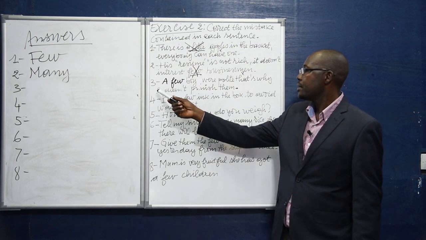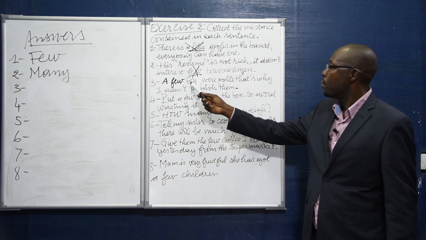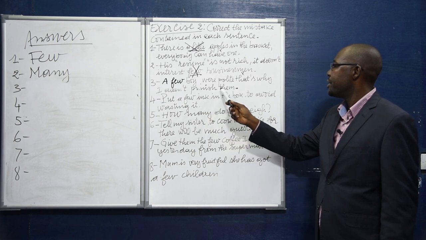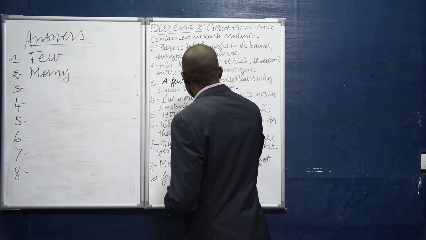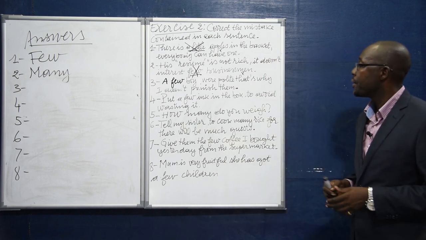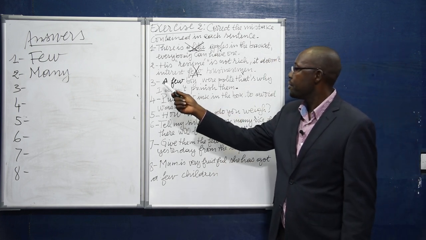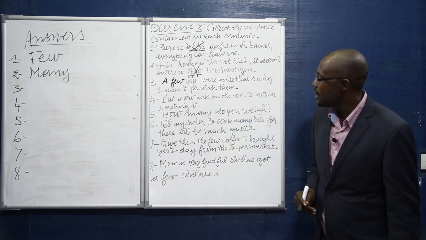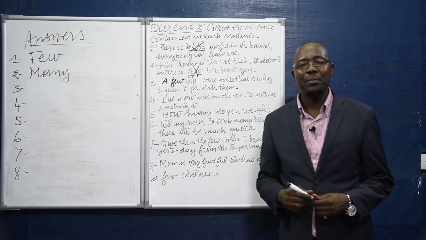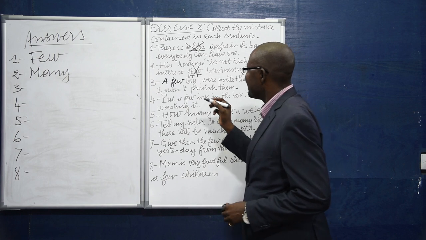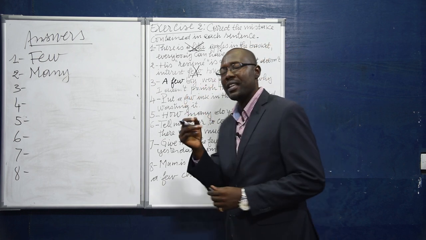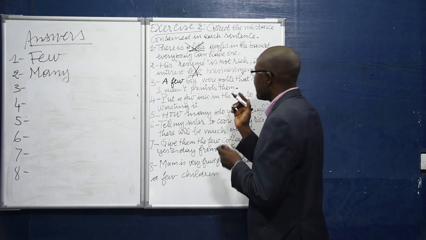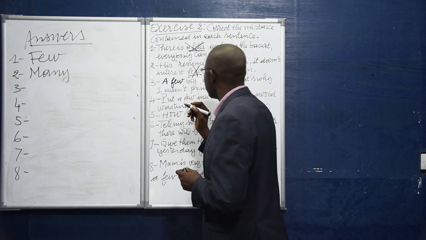Sentence three says, a few boys were polite. That's why I didn't punish them. What is the mistake here? When you see a few boys were polite, that's why I didn't punish them, the mistake is not the quantifier, because we use few for a small quantity.